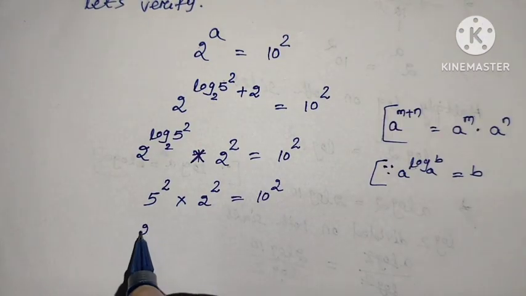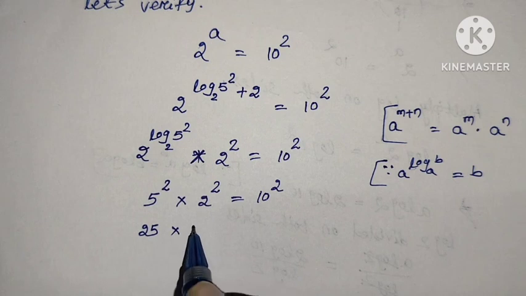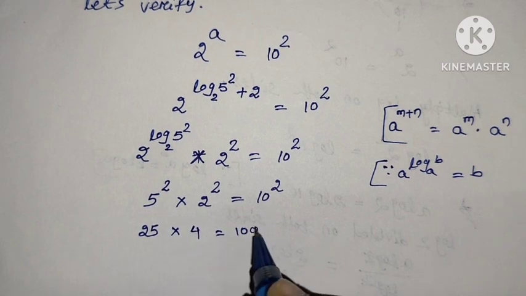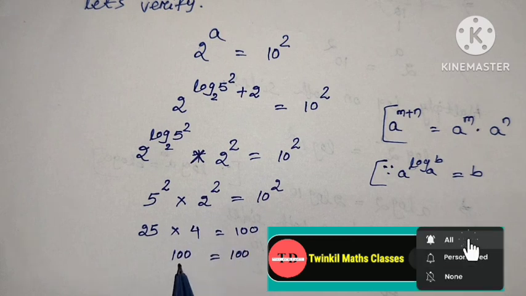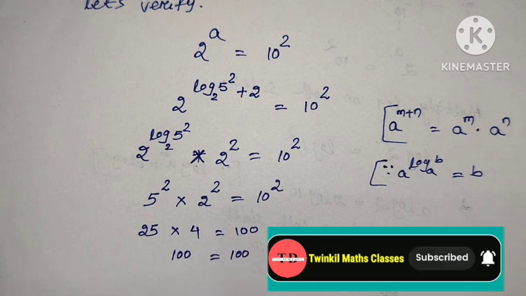Then 5 to the power 2 is 25 into 4 is equal to 100. Then 100 is equal to 100. Both LHS and RHS are equal.